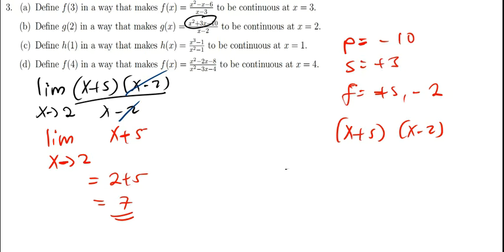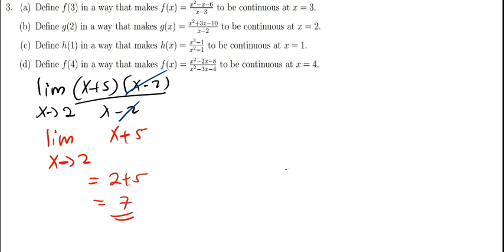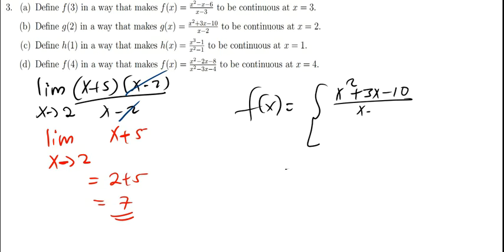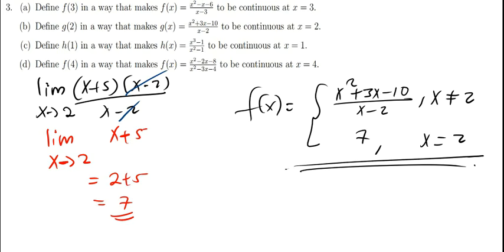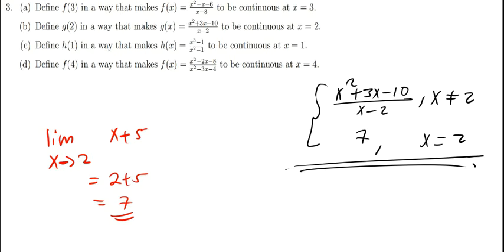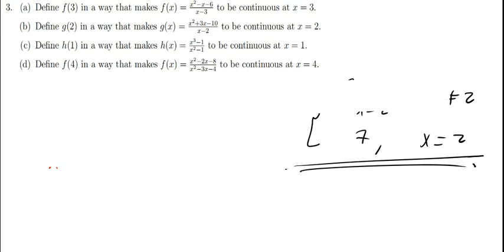How do you present your answer? Same way. I'll say for the function to be defined, the first function divided by x minus 2, the condition that x should not be equal to 2. The next one is 7, the condition that x should be equal to 2. As simple as that. Let's try to go for part C.